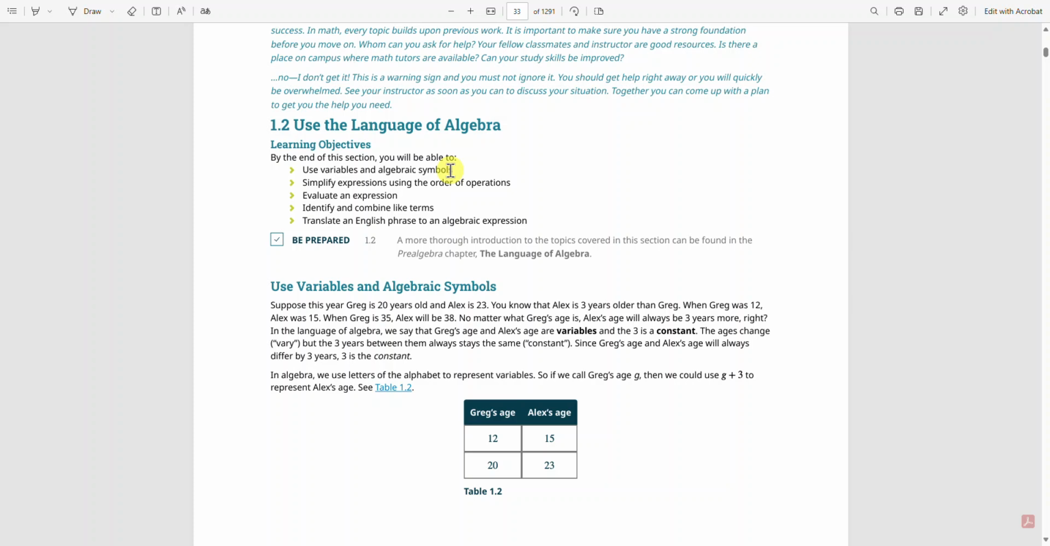We got into simplifying expressions a little bit, but we're going to pick up in this video with simplifying expressions using the order of operations, and we'll try to get through as many of these other objectives as we can, just moving forward carefully and making sure we read everything and everything is clear before we move forward. So we're going to scroll down to where we left off at the beginning of the last video and continue our study of section 1.2 on using the language of algebra.